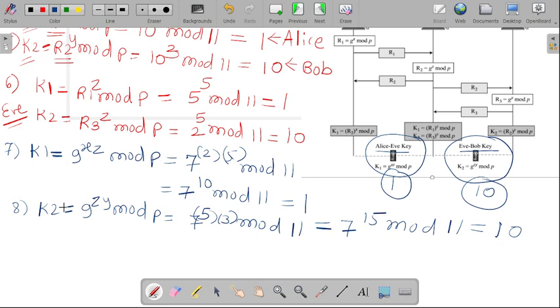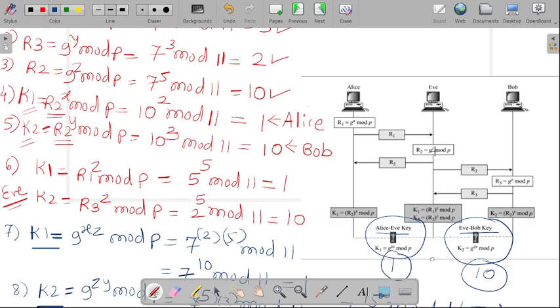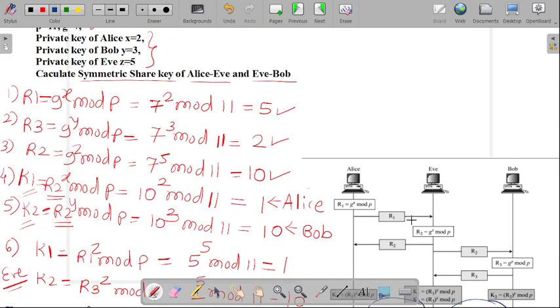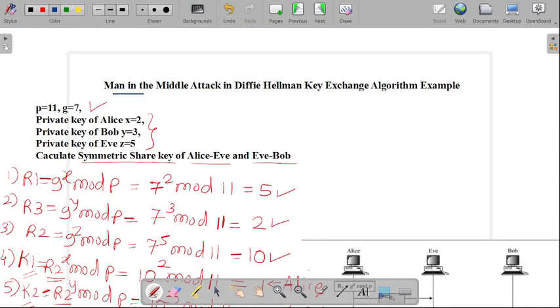So once we got the values of K1 and K2, we have calculated the shared symmetric keys between our attacker and the users. So that is called a man in the middle attack. So we have solved the example of a man in the middle attack in the Diffie-Hellman key exchange algorithm.